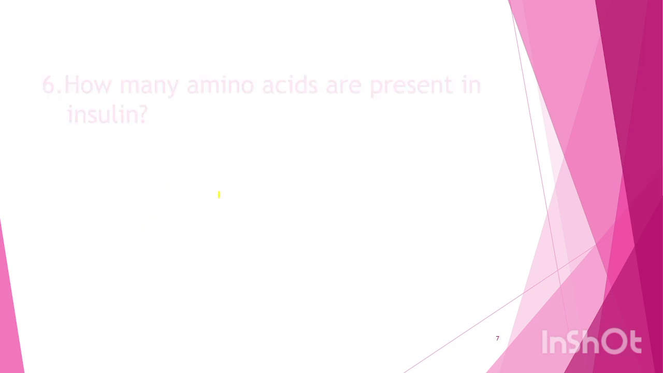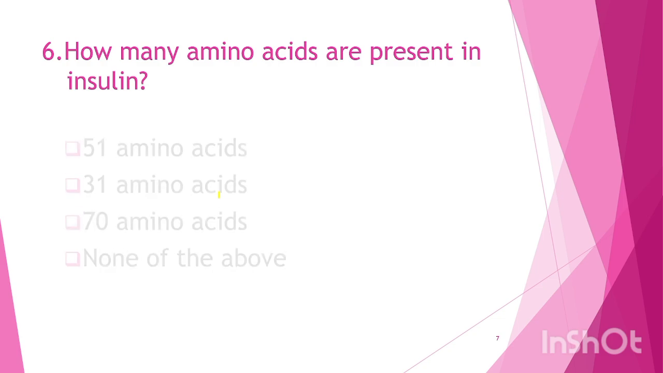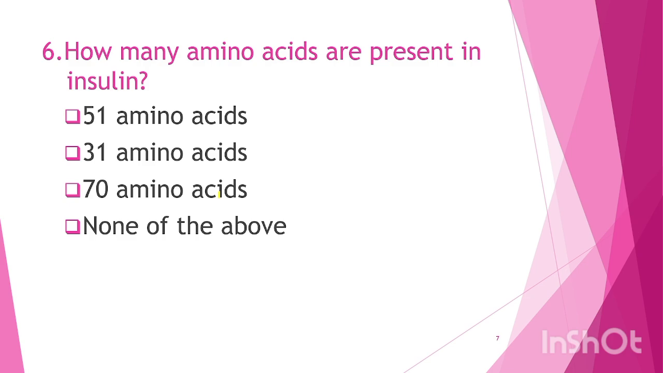And then next question, how many amino acids are present in insulin? The options are 51 amino acids, 31 amino acids, 70 amino acids, and none of the above. And the correct answer for this question is 51 amino acids.